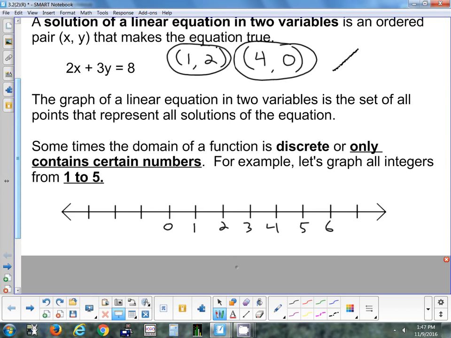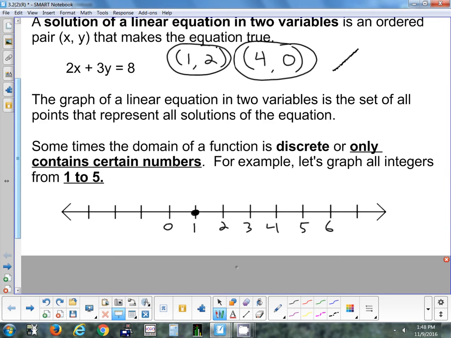Okay, so first what I'll do is I'll show you a picture of something that's discrete. Okay, we'll look at a picture. So this one is saying to graph all numbers, all integers from what to what? 1 to 5. So what's the first one? 1. What's the next integer after 1? 2. How come I don't do 1.5?